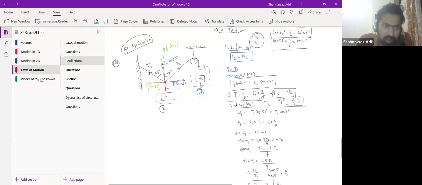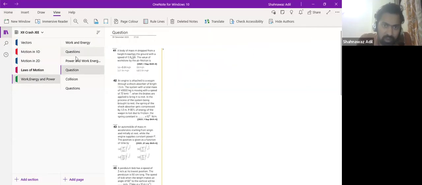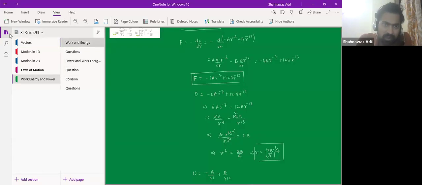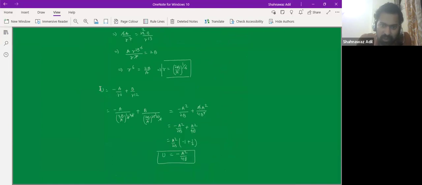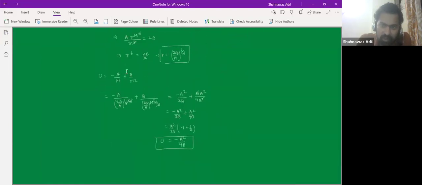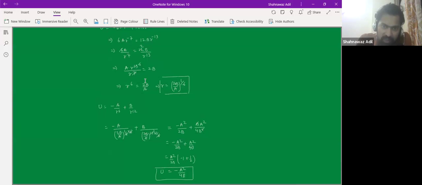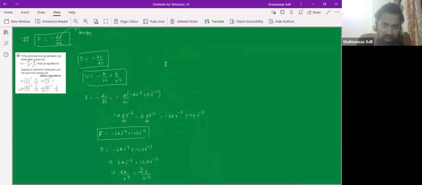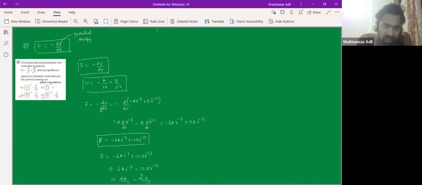What were we doing? I guess the work part we completed, right? So the work part we completed, energy we completed. So this question was based on equilibrium, right? At equilibrium, the net force was zero, and then we used the idea of potential energy, right? So tell me, when only can we apply this thing?